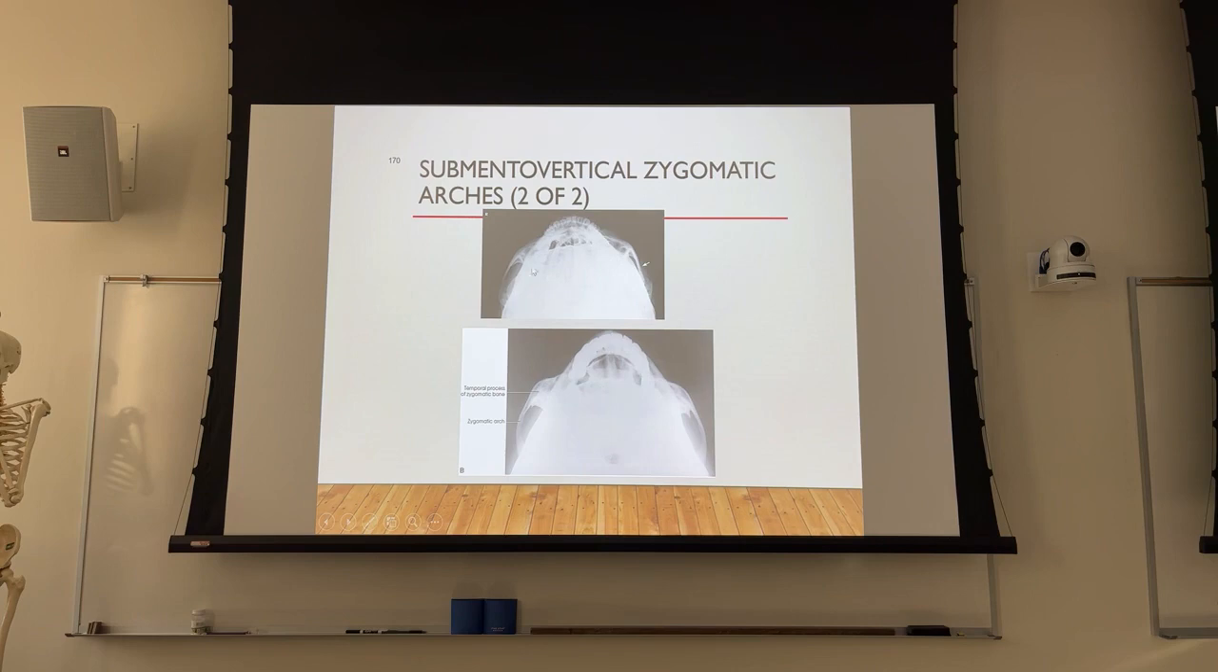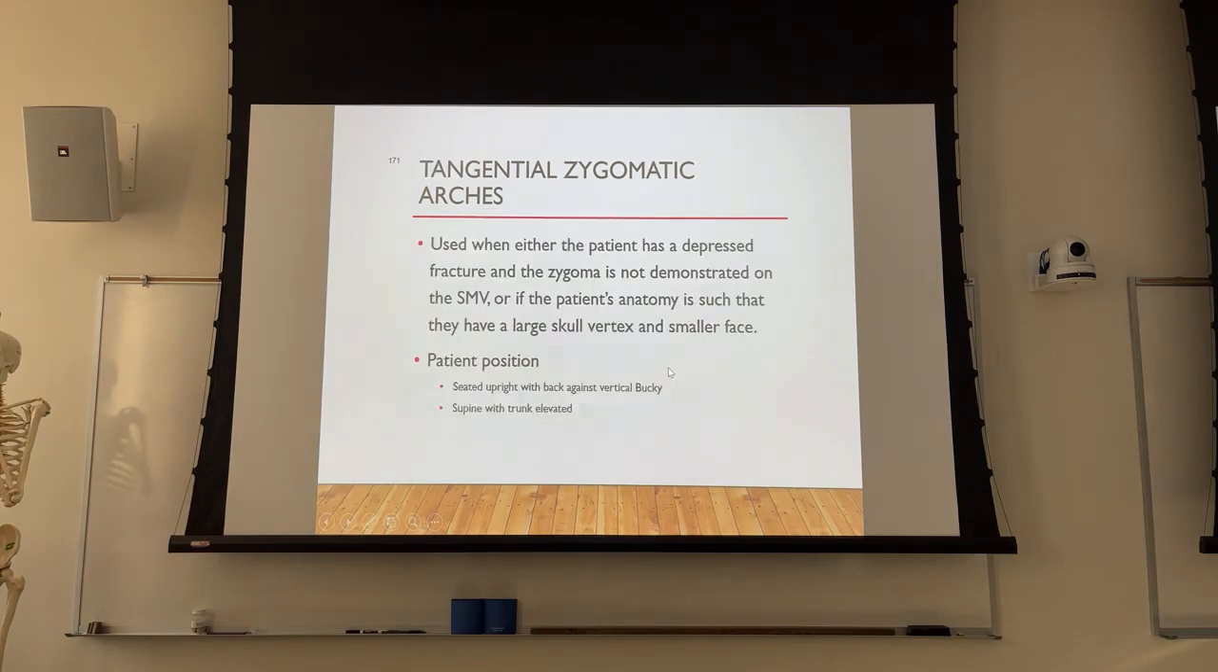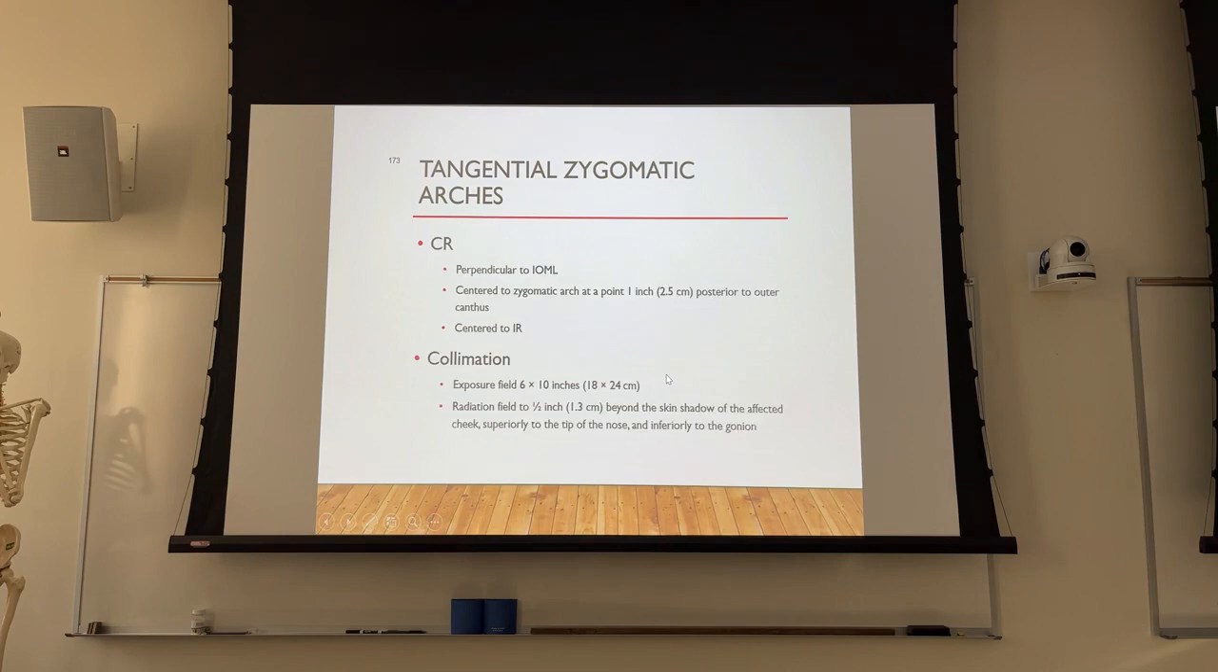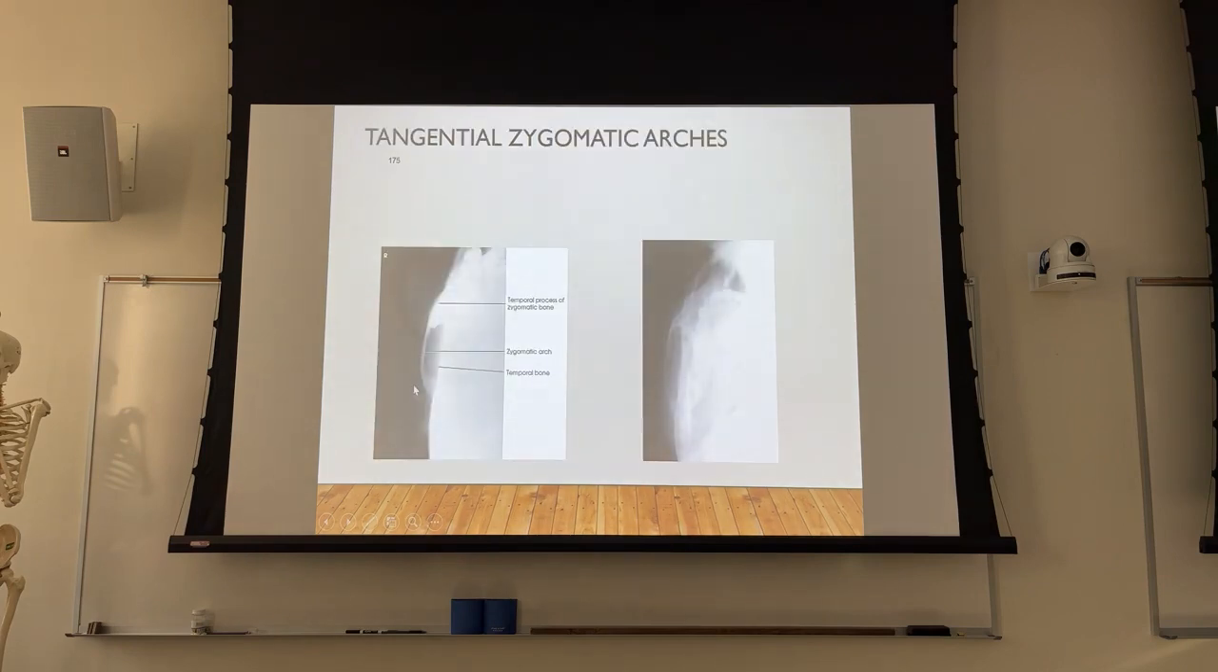So, again, tabletop, that's your depressed fracture of zygomatic arch there. Both of them look real good on the second one. Tangential here. Again, you're just looking for one side. You can collimate down even further than that.